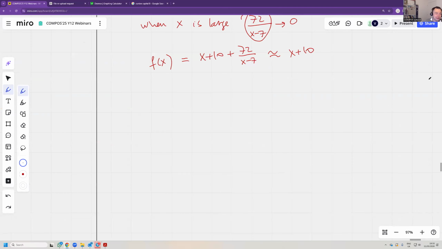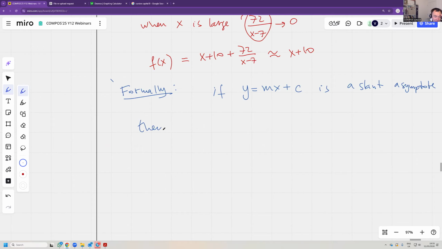I'll give you a more formal definition. Formally, if y equals mx plus c is a slant asymptote, then m is the limit as x tends to infinity of f of x divided by x.